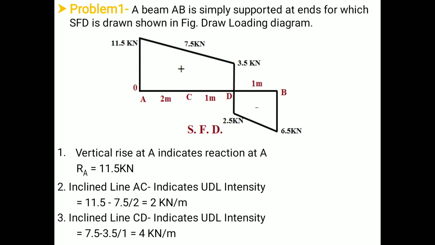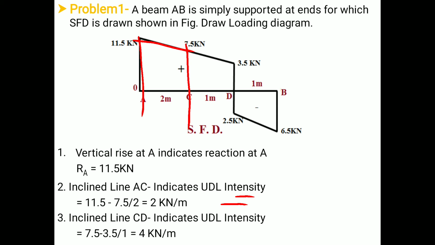So how to find out the intensity of UDL? You have to remember this formula: change in shear force between the 2 points divided by the distance in which the change is taking place. Therefore, from A to C, an inclined line is there, so we have to find out the intensity of UDL.